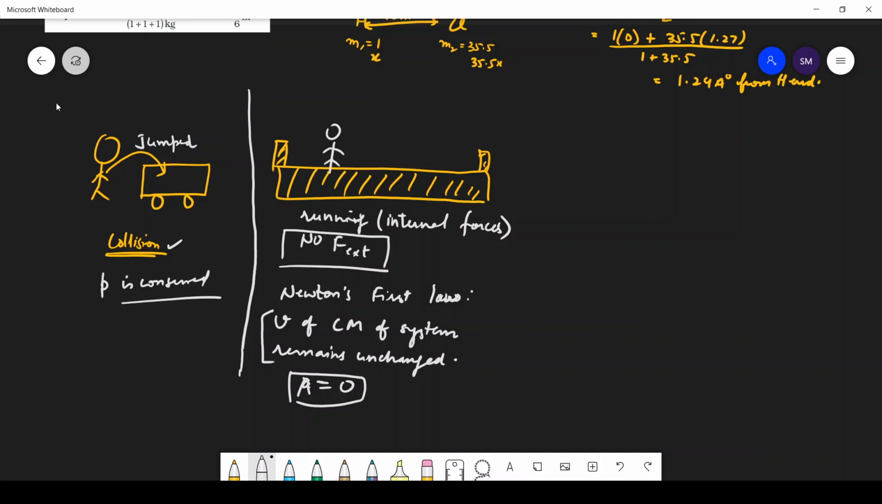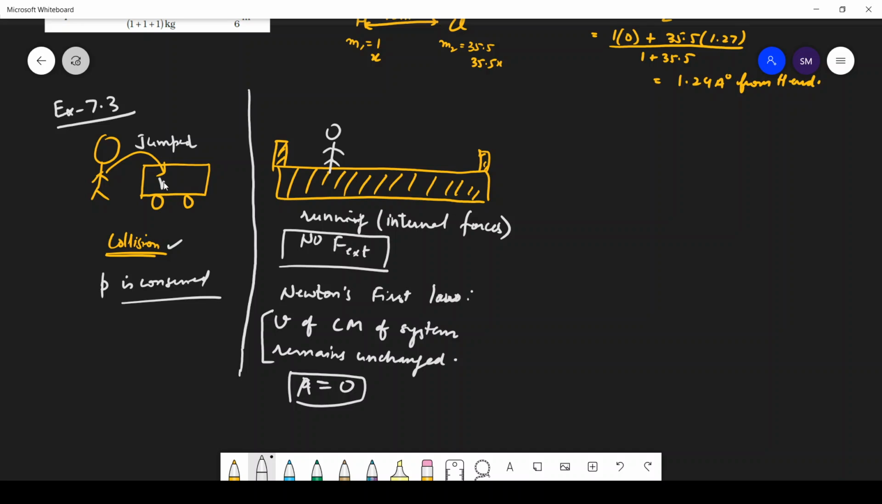So that was our example. Exercise question 7.3. Any doubts, students? Sir, please repeat it again.